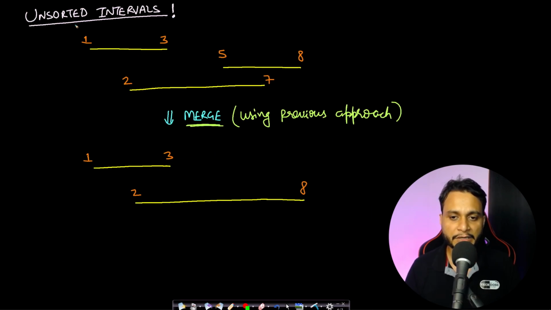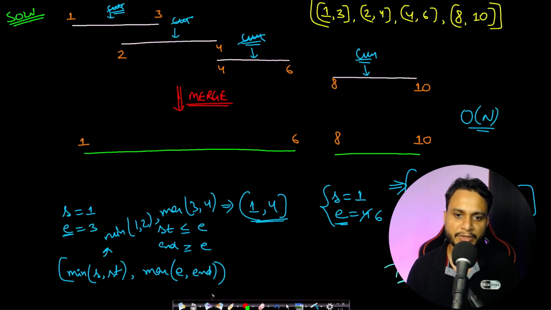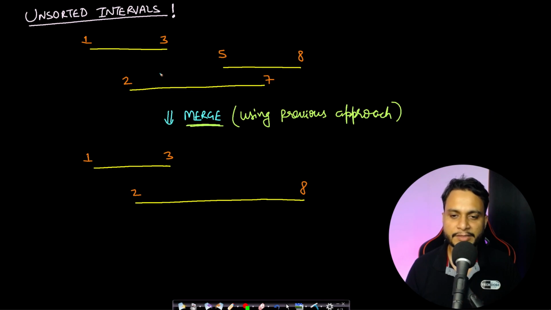What if the intervals are unsorted? Basically, the previous case works for sorted intervals. But what if the intervals are unsorted? Because the problem doesn't guarantee you have the sorted intervals, right? So if the intervals are unsorted, let's say from 1 to 3, 5 to 8 and 2 to 7. If you again apply the same process, let's again apply it. You have the current interval start point as 1 and end point as 3.